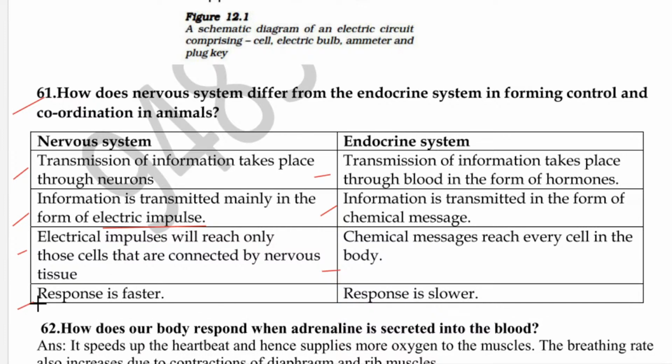And the next difference is, in the nervous system, response is faster. Here in the endocrine system, response is slower.